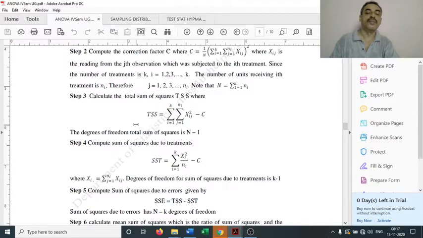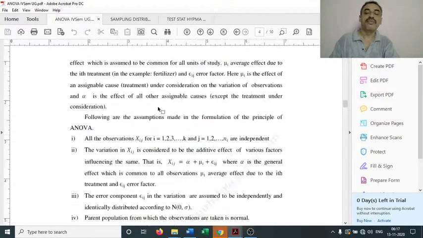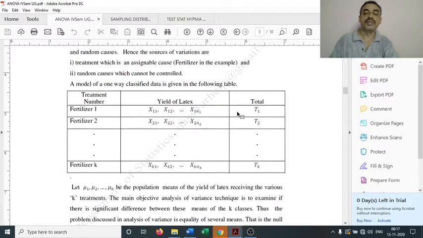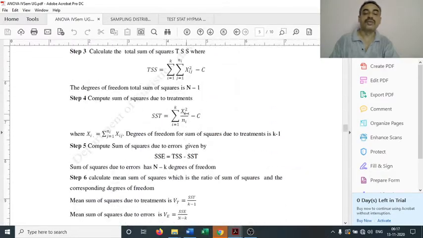Next is the sum of squares due to treatments. Here we first consider the row sums of these observations, denoted t1, t2, etc. tk. x11 plus x12 plus etc. x1n1 is t1. That is, we are finding the sum for each treatment. Thereafter we have to find the squares of these sums, that is, xi dot squared.